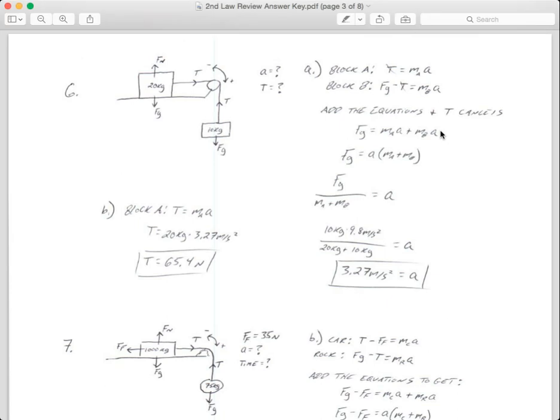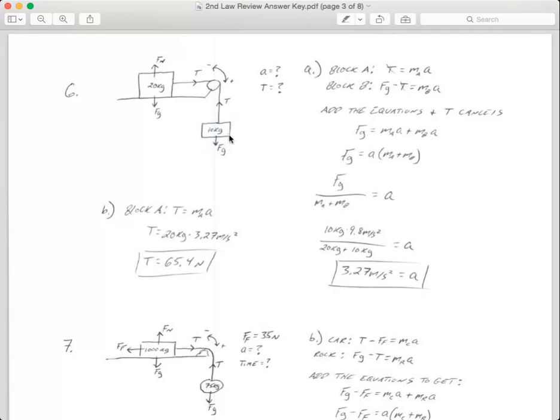All right, taking a look at problems 6 and 7. The picture is given in your answer or question sheet, and I'm just going to redraw it here. I've got a 20 kilogram block that's sitting on a table. I've got a string going over a pulley to a 10 kilogram block hanging over the side.